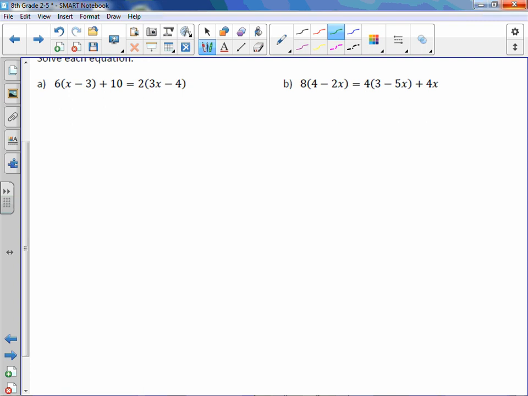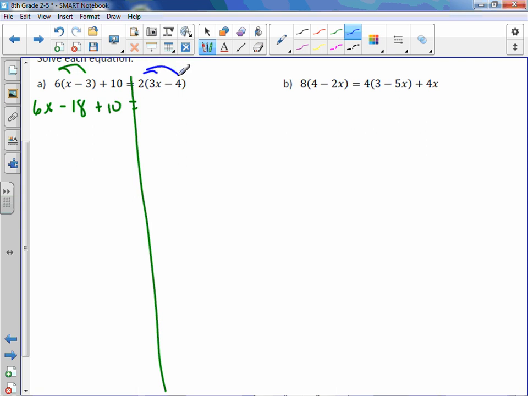Okay, I'm going to start by putting the line down the equal sign to keep myself organized. Let's take care of just the left-hand side first. We need to distribute that 6. 6 times x is 6x. 6 times negative 3 is negative 18. And bring down the plus 10 equals. Now the right side, I also have to distribute. 2 times 3x is 6x. 2 times negative 4 is negative 8.